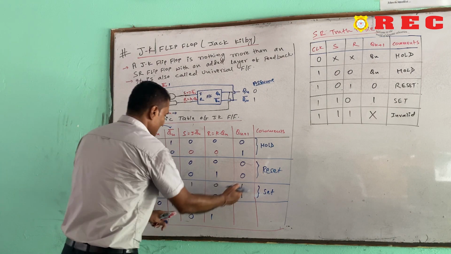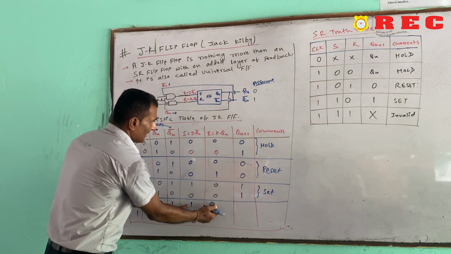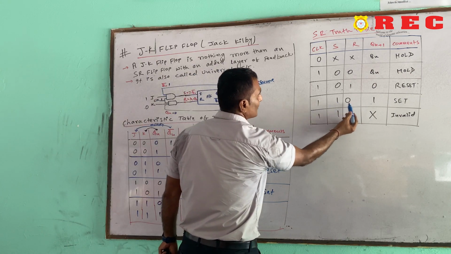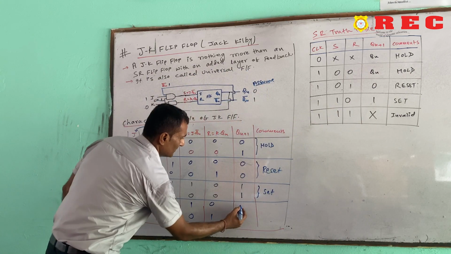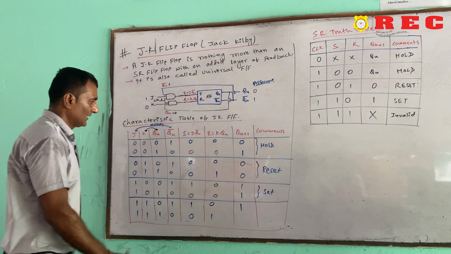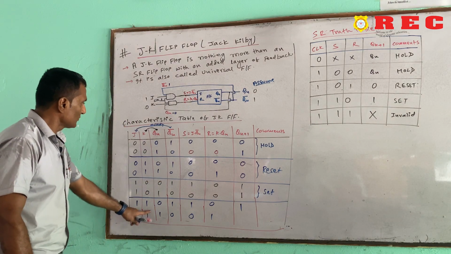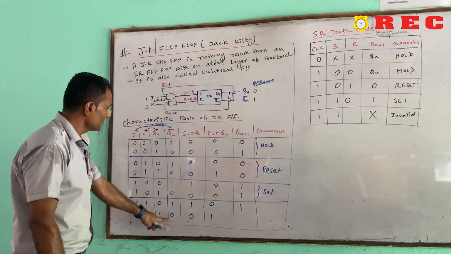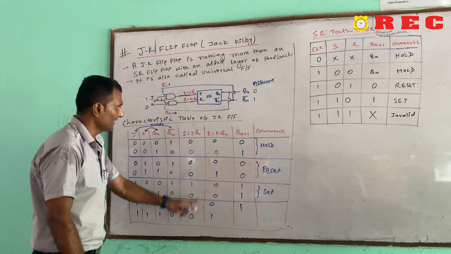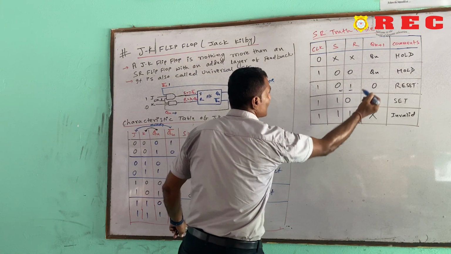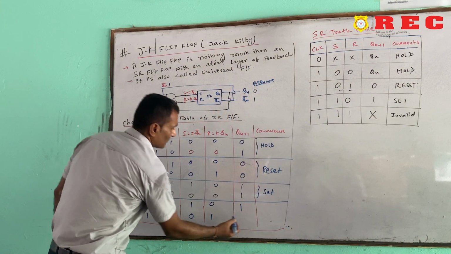Now, what will be the next state? So S is equal to 1, R is equal to 0, so the output is 1. So we will write here 1. And when our J is equal to 1 and K is equal to 1, at that time Qn is 1 and 0, the value of S is 0 and R is 1. So 0 and 1 is the reset, so the output is 0.